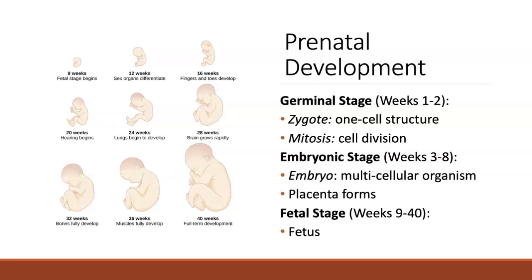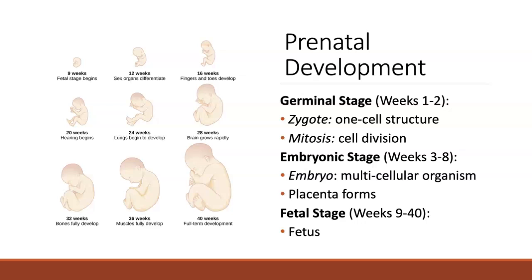Okay, so the moment the sperm fertilizes an egg, it forms a zygote, and this stage begins. A zygote is a one-cell structure. So when that sperm and egg join, they create one cell. And then throughout this germinal stage, that one cell begins to divide, and this is called mitosis, the process of cell division.